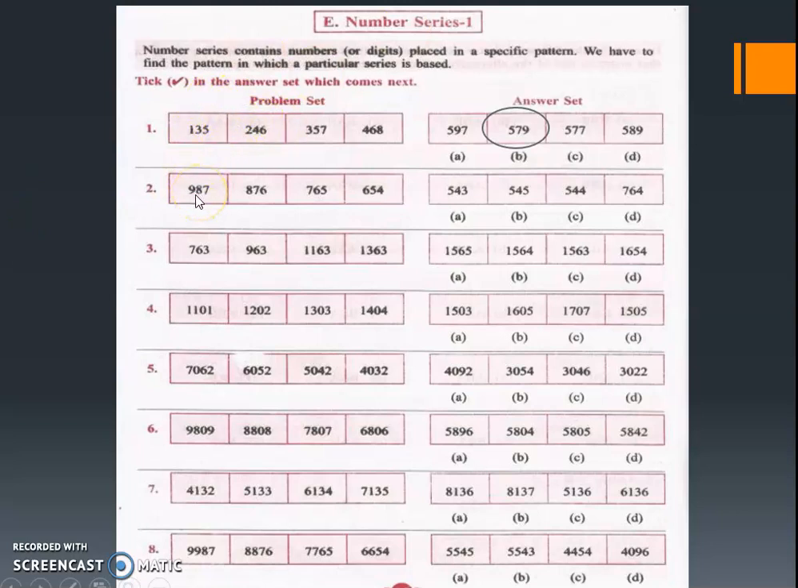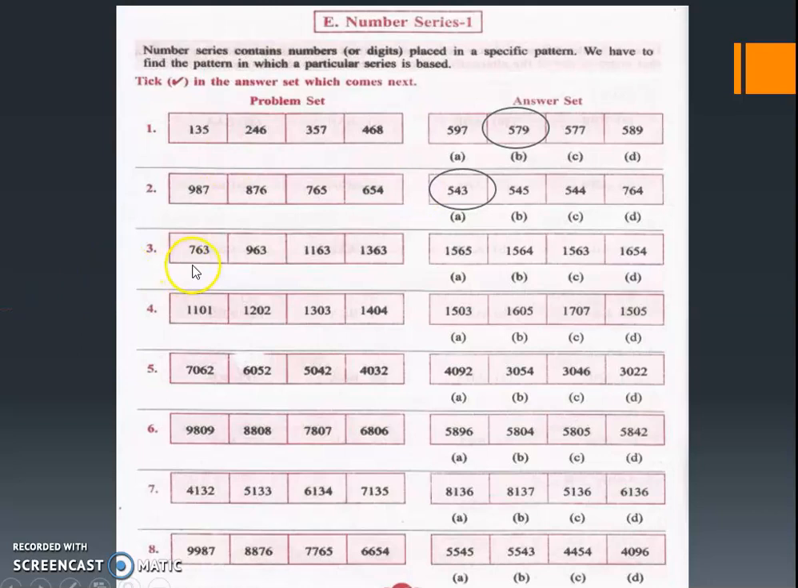Coming back to the next one: 987, 876. If you are checking it, it's the same thing. First number, second number, third number, like that. If you split and check, after 9, 8 is coming. That means it is in reverse order. 9, 8, 7, 6. It's the same thing: 8, 7, 6, 5. 7, 6, 5, 4. So in reverse order, it's coming in a sequence, right? So before 6, 5, 4, 3. Where is it? 5, 4, 3. Here it is, right? So this will be the next term for the second question. It's very easy to check, right?